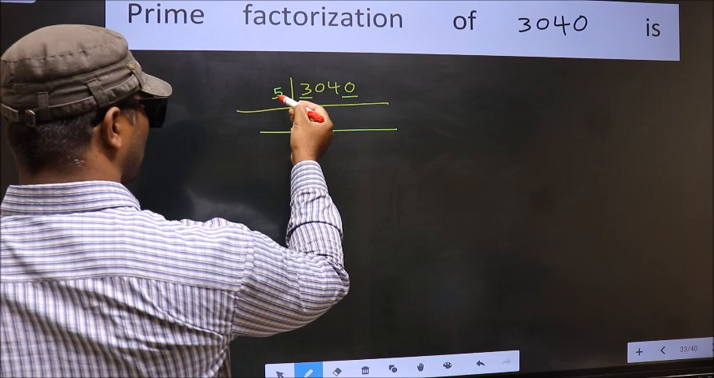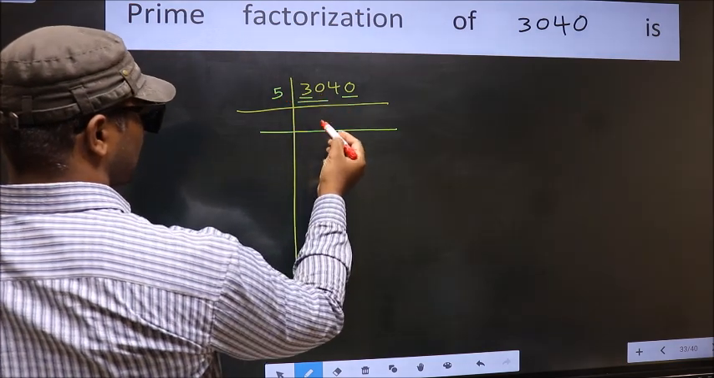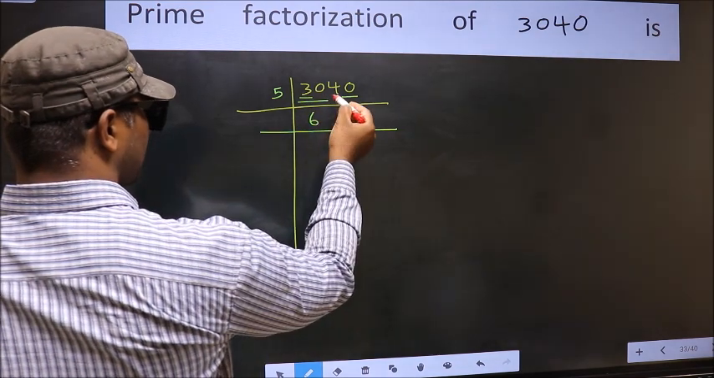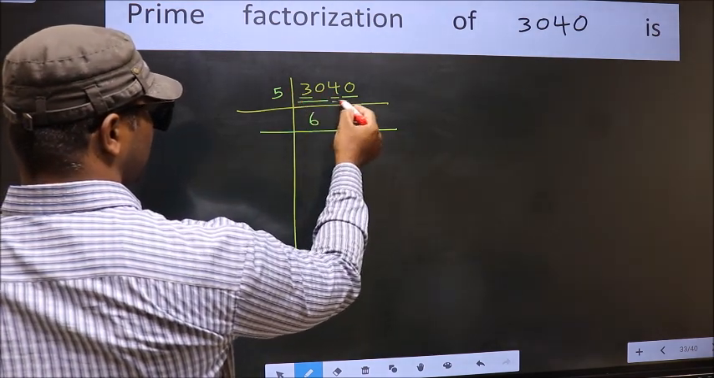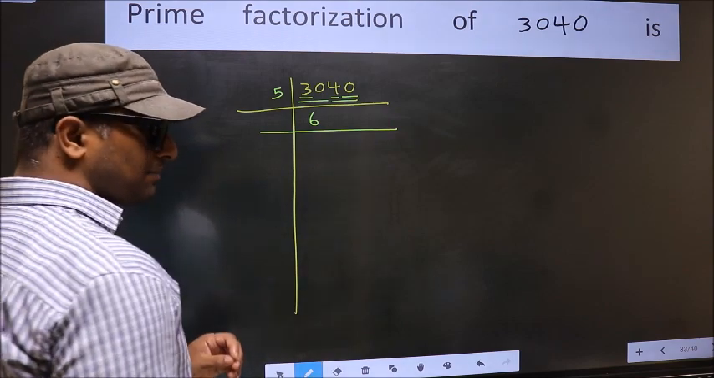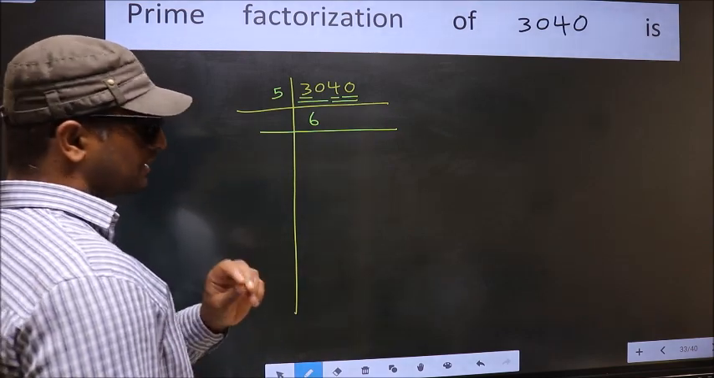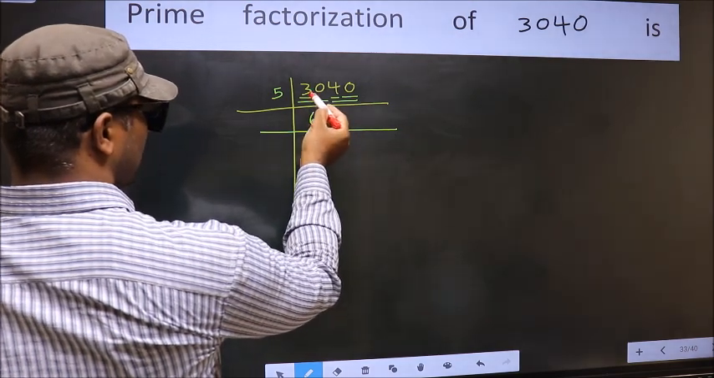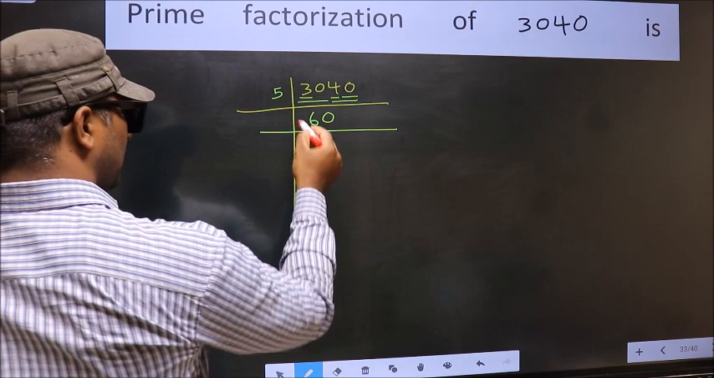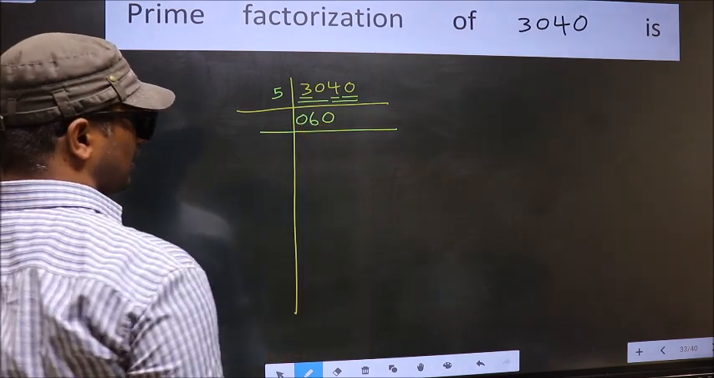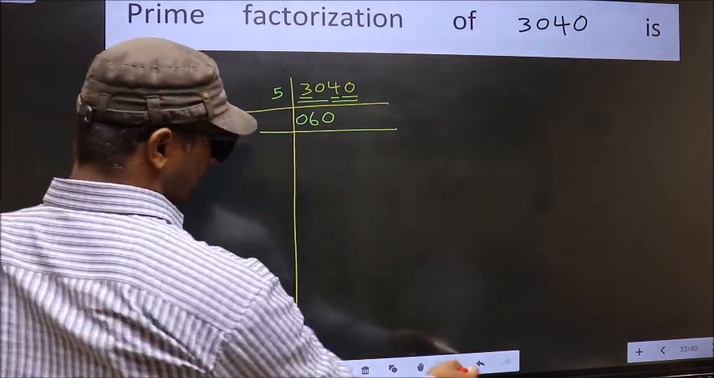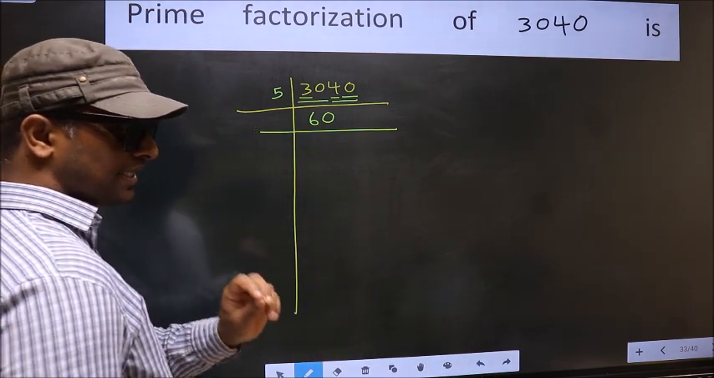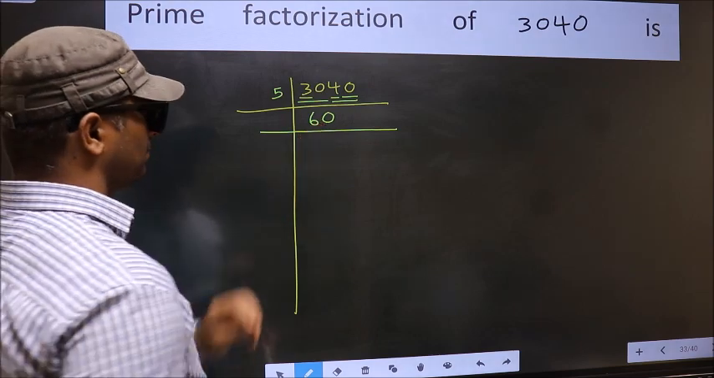The first number 3 is smaller than 5, so take 2 numbers, 30. When do we get 30 in the 5 table? 5, 6, 30. The other number 4 is smaller than 5, so take 2 numbers, 40. Remember, whenever you are taking 2 numbers, it is compulsory to put 0. Even over here we had taken 2 numbers, but 0 at the start does not count, so no need to write 0 at the start.